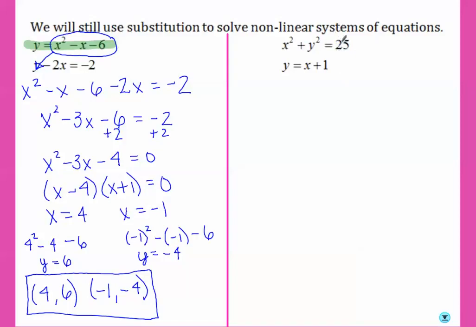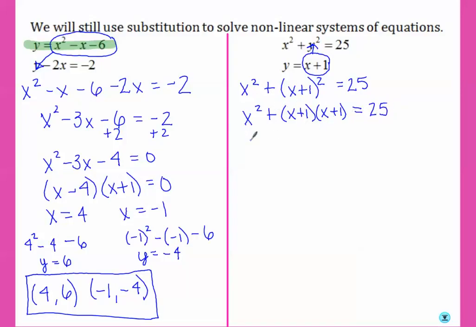On to our second example. We know that y equals x plus 1, so we're going to take that and plug it in for y. We end up with x squared plus (x plus 1) squared equals 25. We need to square this. When we square it, that means x plus 1 times x plus 1. You cannot just square each term.